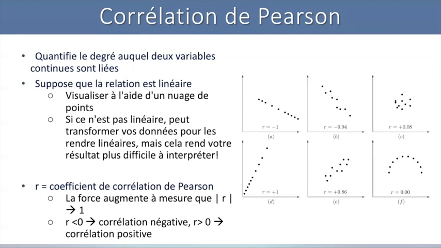R is the Pearson correlation coefficient. The strength of the relationship increases as the absolute value of R approaches 1. When R is less than 0, there is a negative correlation, a negative slope. When R is greater than 0, there is a positive correlation, positive slope. So this has a very strong correlation that is negative. This has a very strong correlation that is positive.